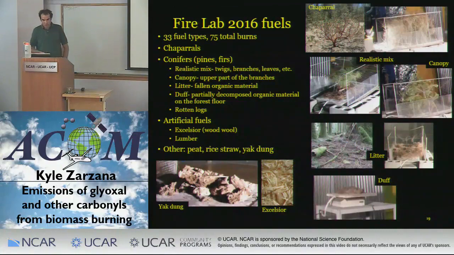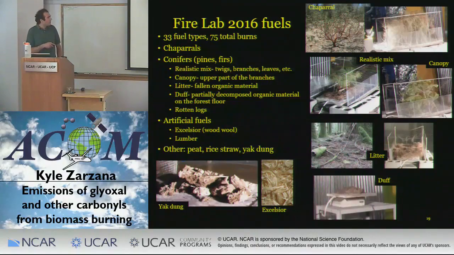One of the other problems with those previous lab studies is they only looked at a few fuel types, and in 2016 we ended up looking at a total of 33 different fuel types, and for that phase of the campaign we did a total of 75 burns. So we did chaparrals, so chamise and manzanita. We did conifers, such as pines and firs, and for the conifers we did several different types of burns. We did a realistic mix where we had approximately the amount of twigs and branches and leaves and litter you would find in the forest.